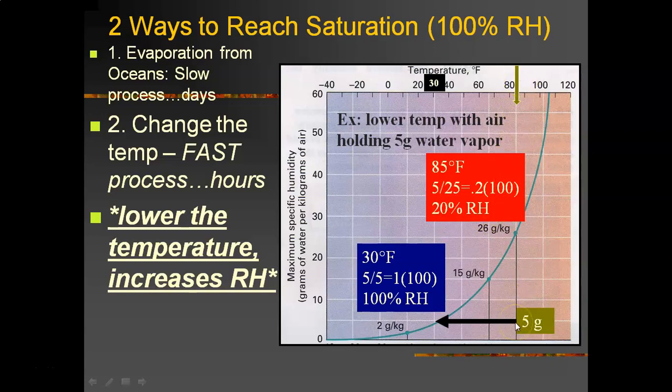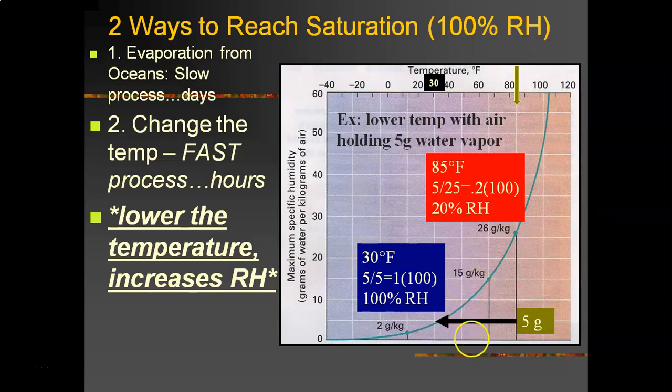Now we're going to lower the temperature overnight, to 30 degrees. And now, all right, we're still holding our 5 grams, and so that's the actual amount. But now, because it's colder out, the air has a smaller capacity to hold water vapor. And so the saturated amount at 30 degrees is 5 grams. So we're now holding the maximum amount of water vapor. And so we've increased relative humidity to 100%.